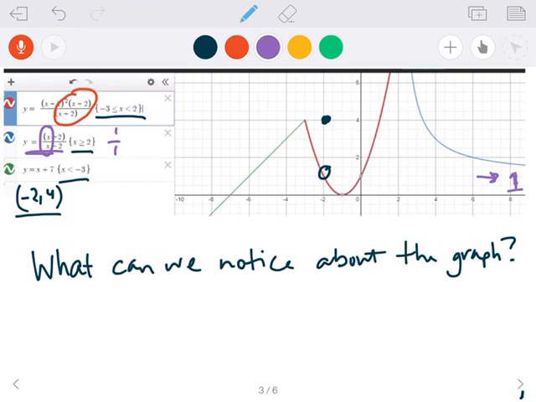And then let's look at the third part of the graph, which is just the line that's in green. We would assume that it's going to continue this direction. So as it's heading toward negative infinity, the y values are also heading toward negative infinity.